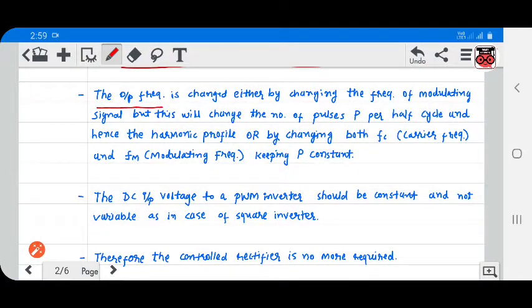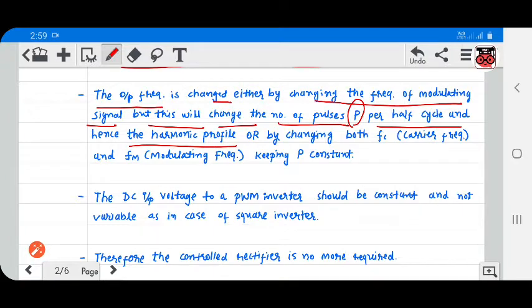The output frequency is changed either by changing the frequency of the modulating signal, but this will change the number of pulses P per half cycle and hence the harmonic profile, or by changing both the carrier frequency FC and the modulating frequency FM, keeping P constant.